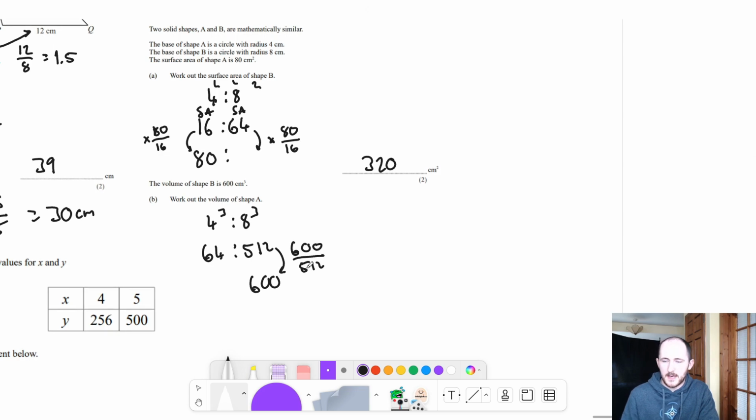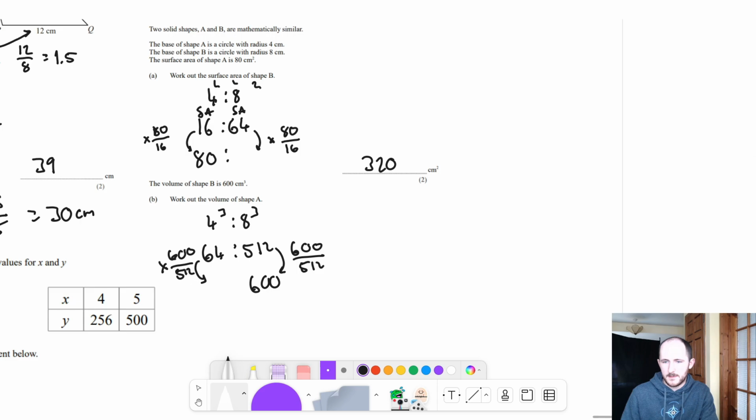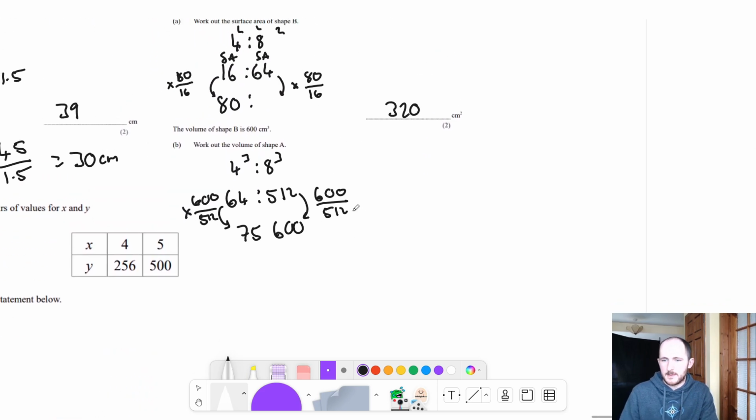So I do the same thing with the other value. Times it by 600. So we do 64 multiplied by 600 over 512, which is 75 centimeters cubed. Yeah, so that's my answer here. 75 centimeters cubed.